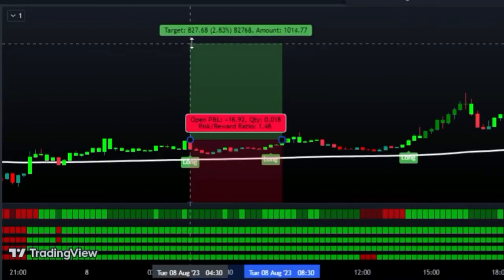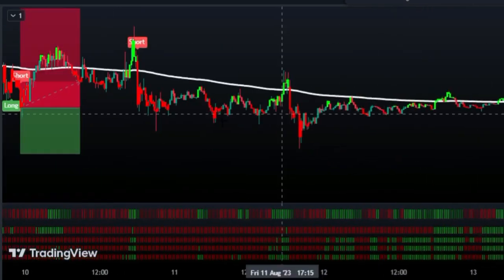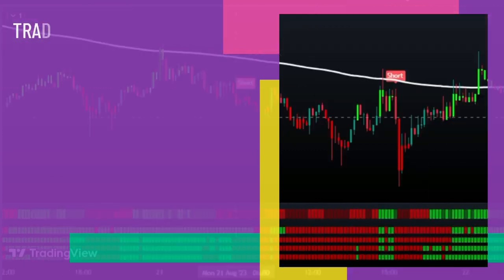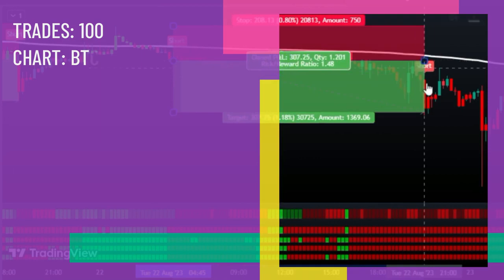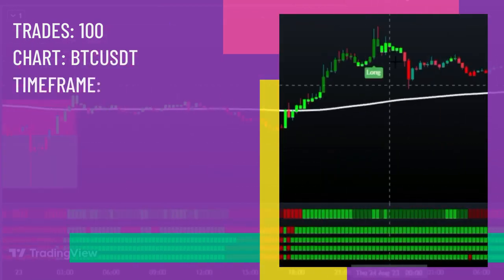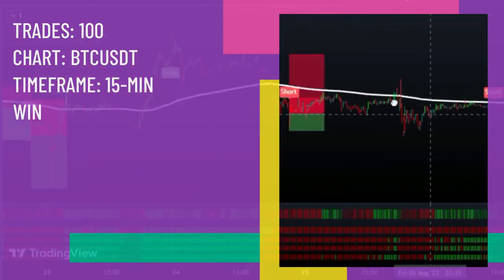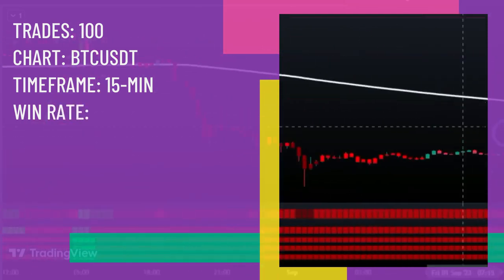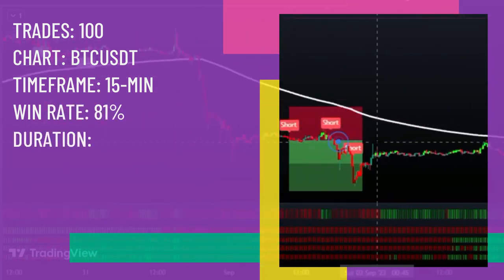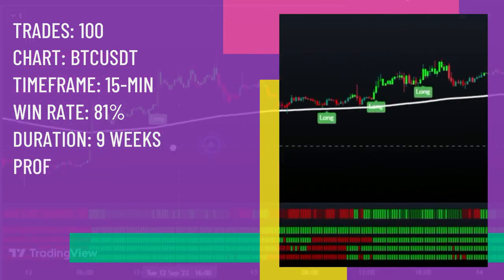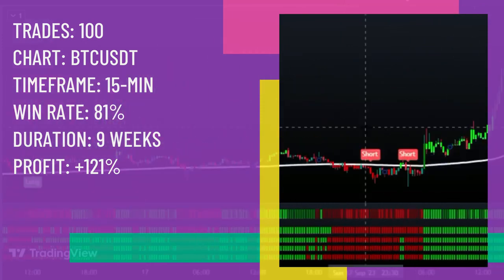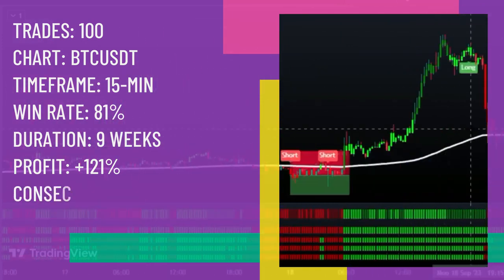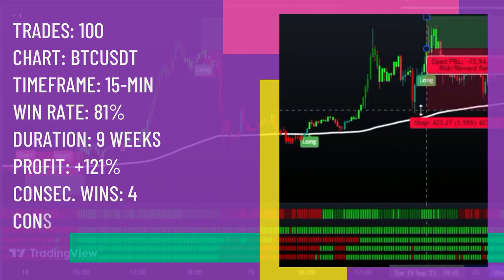Now let's get into analyzing how this strategy performed in the real world. So here's what we found when we put this strategy to the test. We did 100 trades on the Bitcoin chart using the 15-minute time frame, and the strategy came out with a pretty solid 81% win rate. In just 9 weeks, we made a remarkable 121% profit. During those 100 trades, we had 4 wins in a row and 2 losses in a row.